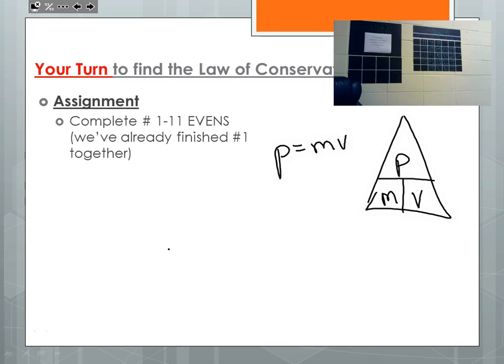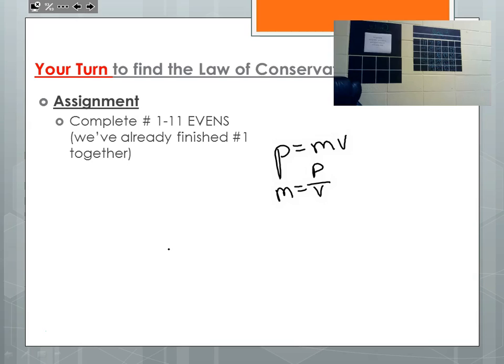So if I'm looking for how to find mass on its own, remember, we would cover up the mass, and it tells us to find momentum divided by velocity. So that's where we say that M equals P over V. But what if we're looking to just solve for velocity? Get my triangle back out. P is on top, M and V are on bottom. I put my hand over the V, and it tells me P divided by M equals V. The velocity equals momentum all over mass.